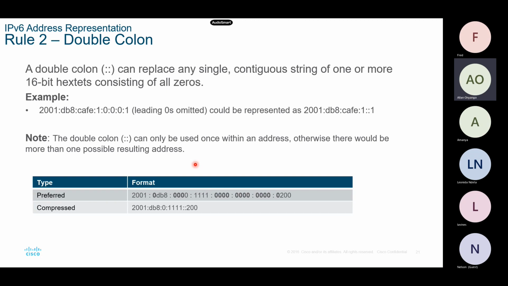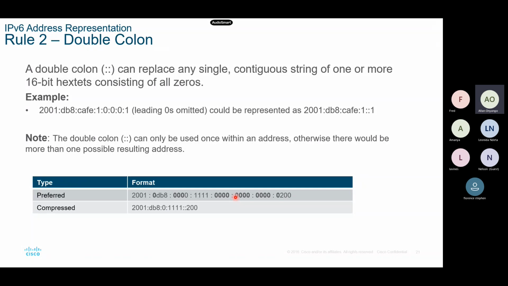The machine will convert all these ones, the machine will convert all this to binary. So that is one thing that you should know. So please know how to shorten our addresses.